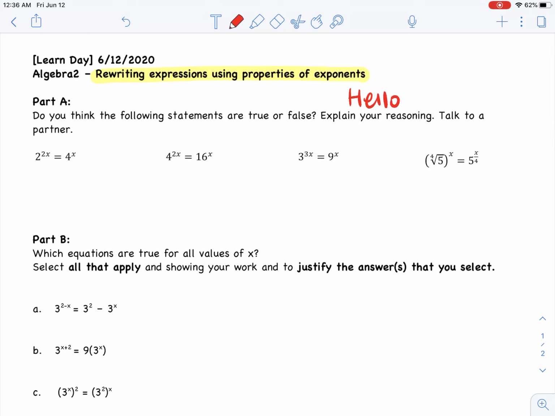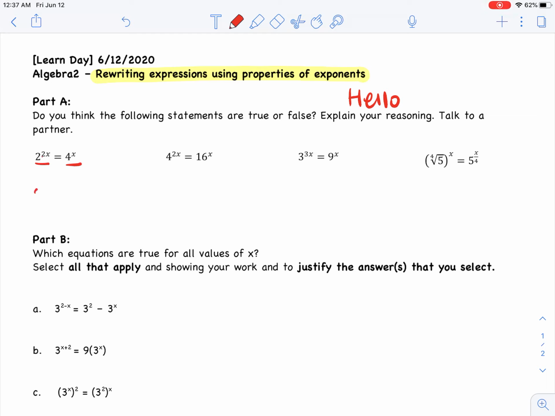All right, guys, look at this. Part A. Do you think the following statements are true or false? Explain your reasoning. Talk to a partner. I don't have a partner, so I'm going to talk to you guys. So this one, we're figuring out if it's true or false, right? So look, 2 to the 2x and 4 to the x. We're comparing these two, right? And you know what? By power to the power, then we can multiply, right?